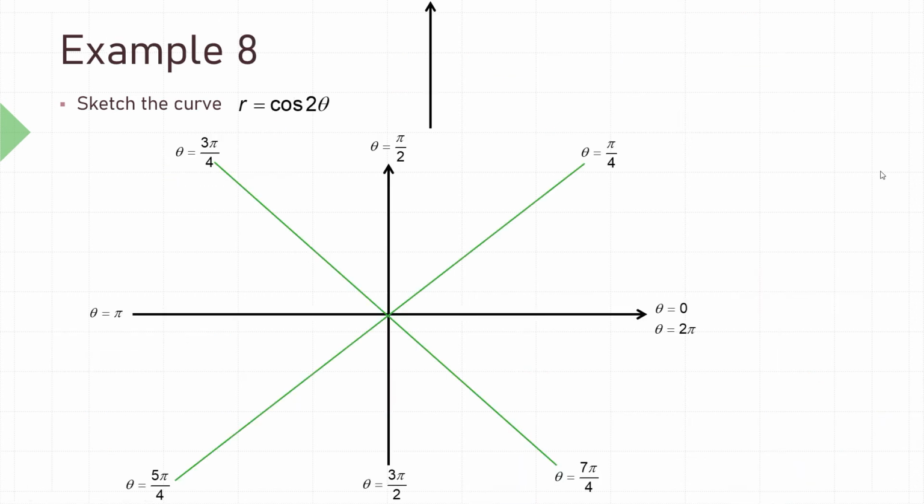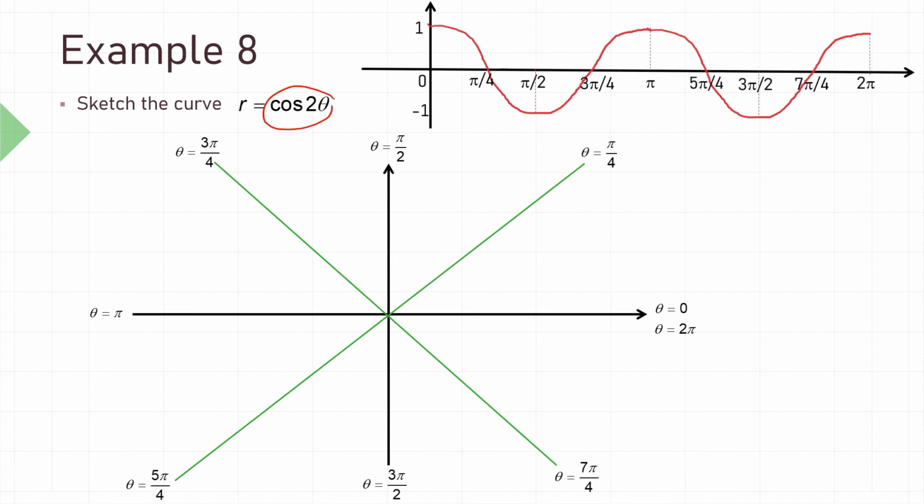Now let's look at an example where we have to sketch the graph for r equals cos 2 theta. Firstly we have to recall how cos 2 theta looks like. It looks like this, right? Since it's 2 theta, we have 2 cycles here for the cos graph, 2 cycles within 2 pi. From 0 to 2 pi it should have 2 cycles, so it will be something like this.